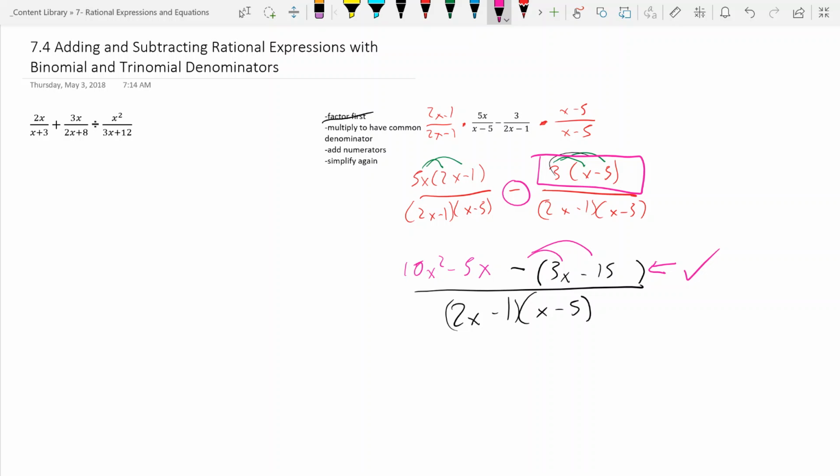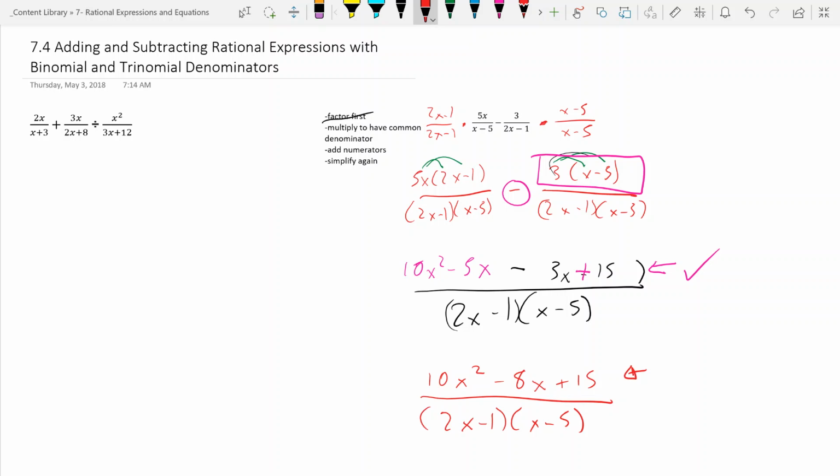So let's actually do the distribution here. So this is going to become minus 3x plus 15. Cool. And now I can simplify. Collecting like terms, I'm going to get 10x squared minus 8x plus 15 over 2x minus 1, x minus 5.